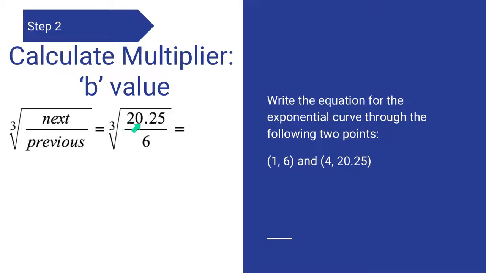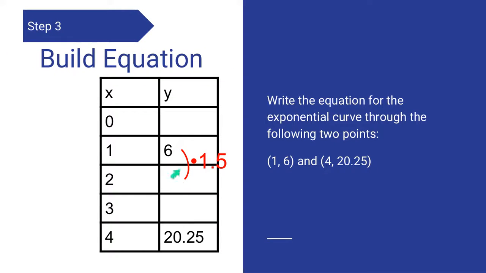And you have to make sure that you do the next over previous. And this one was further down our table, so that's the next. Then we calculate the b value by doing this on our calculator using the math 5 button. So we'd go 3 math 5 of these two divided, and we get 1.5. That means it's 1.5 times larger each time. So if we look in our table, it grows by 1.5, and then again by 1.5, and again by 1.5 to get that 20.25. So we've worked our way down the table.